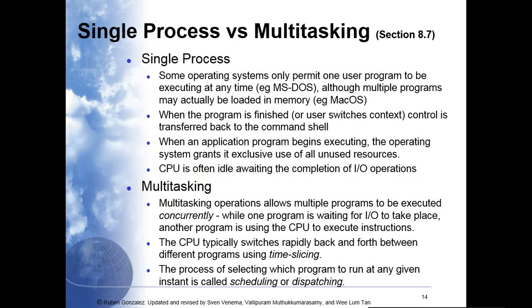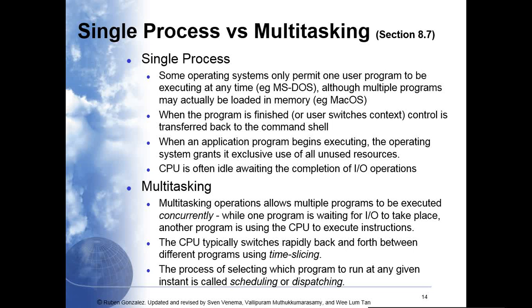So, single process versus multitasking. Some operating systems only permit one user program to be executing at any time. That doesn't sound like most of our modern operating systems. Would you agree? Typically, you can run multiple things at the same time, and they kind of proceed. So that might be something like MS-DOS. Although you might actually be able to load multiple programs into memory, you might not be able to run more than one of them at a time. So there's only one active. When the program is finished, or the user switches context, the control is transferred back to the command shell. When it says that the user switches context, it means that the program gives the CPU up by itself. All right, so it just says, okay, I no longer need the CPU for a bit.